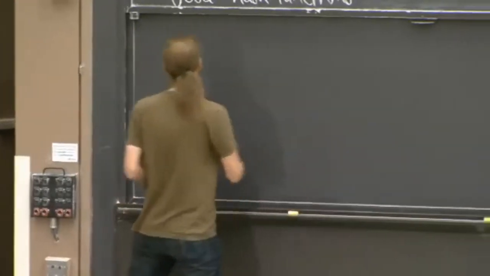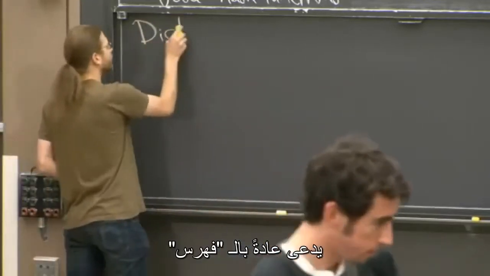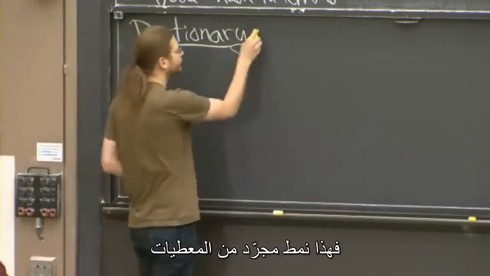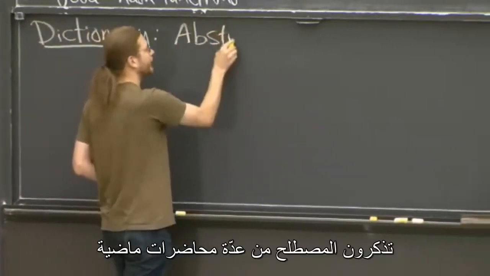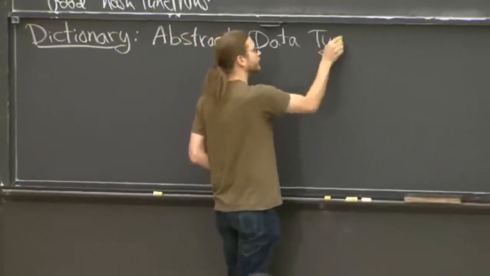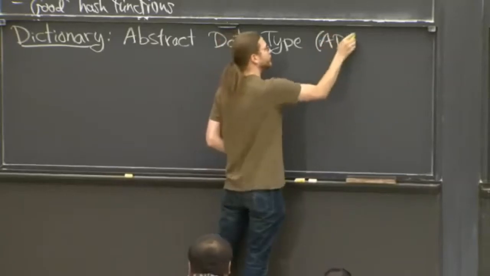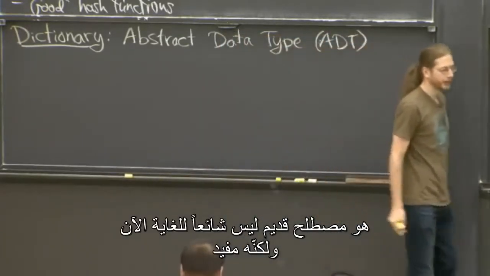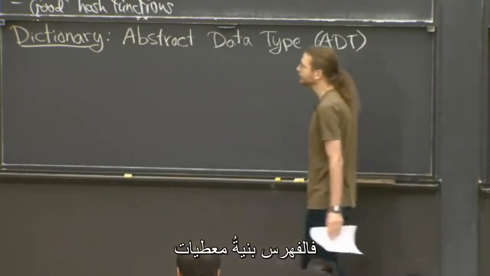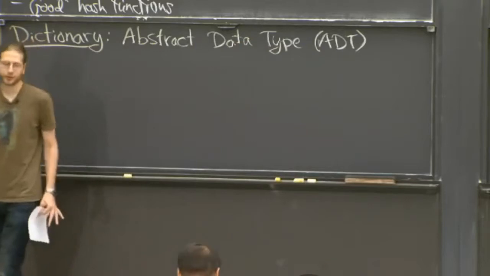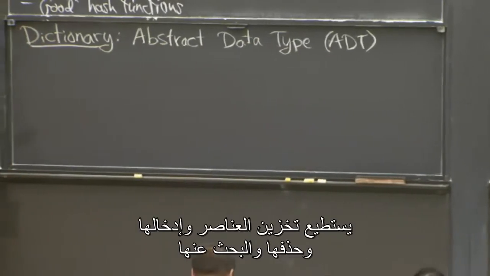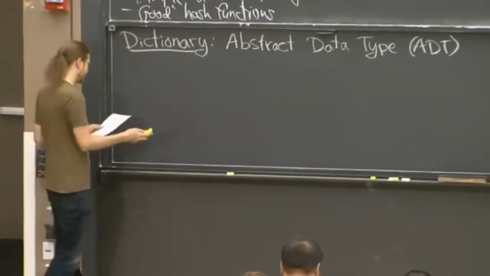So what is it? It is usually called a dictionary. So this is an abstract data type. You remember that term from a couple lectures ago. Kind of an old term, not so common anymore, but it's useful to think about. So a dictionary is a data structure, or it's a thing that can store items, and it can insert items, delete items, and search for items.